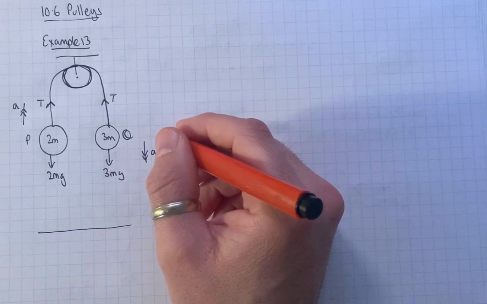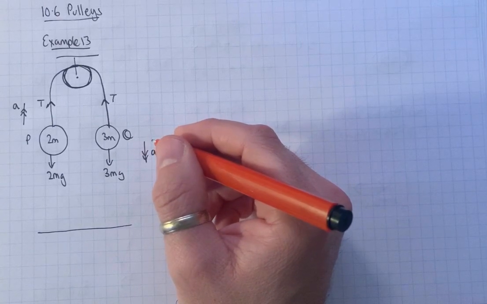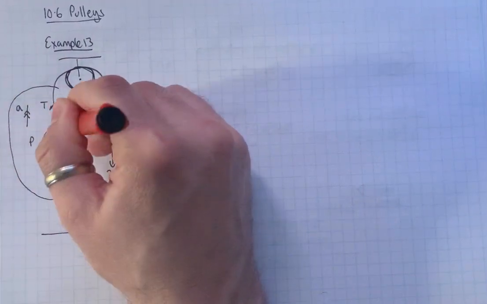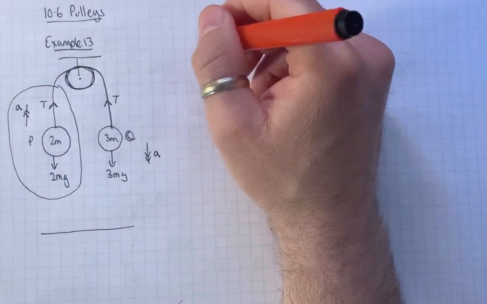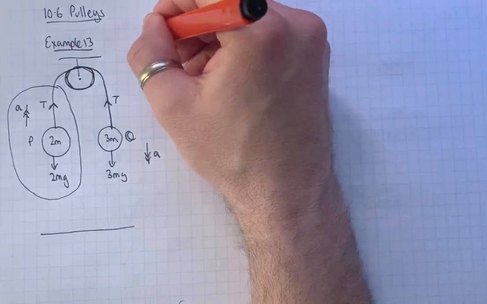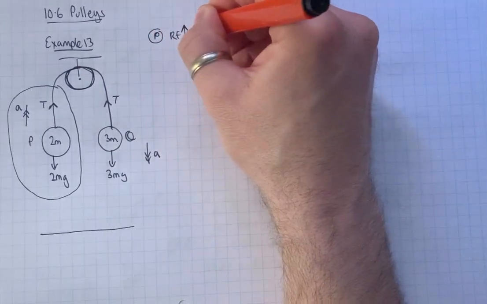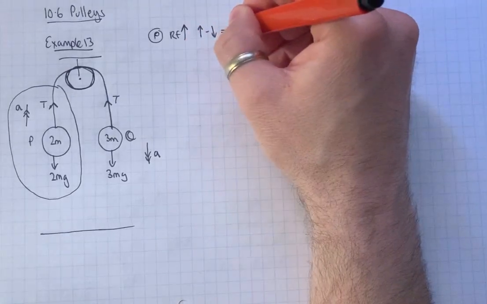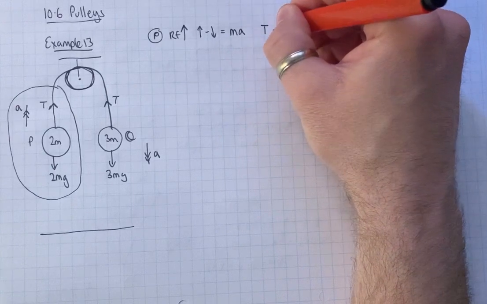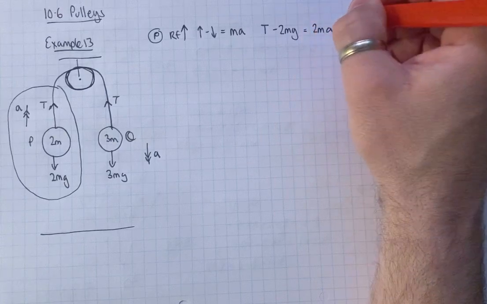So in this question, after it's released from rest, I need to write down an equation of motion for P and an equation of motion for Q. So if I just look at P first. Now I'm going to be using Newton's law, RF equals ma, but you always follow the direction of the acceleration. So for P, the resultant force is going up. So that'll be all the forces up minus all the forces going down equals ma. So that will be T going up minus 2mg going down equals 2ma.